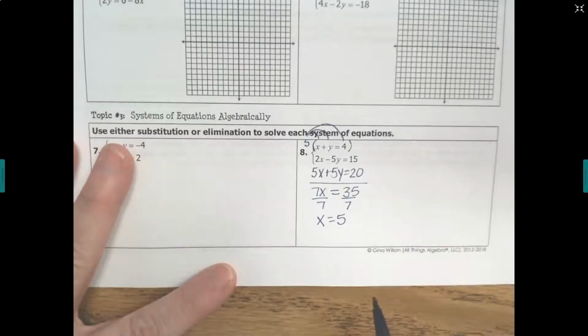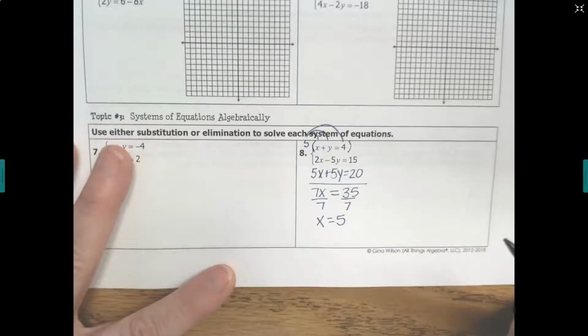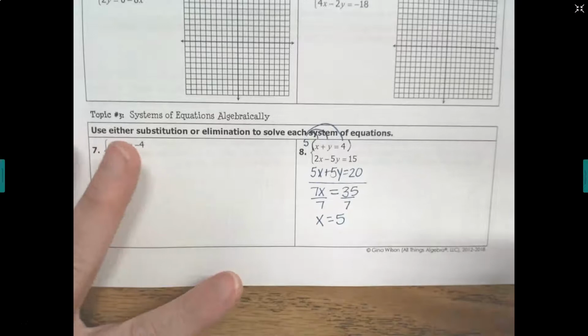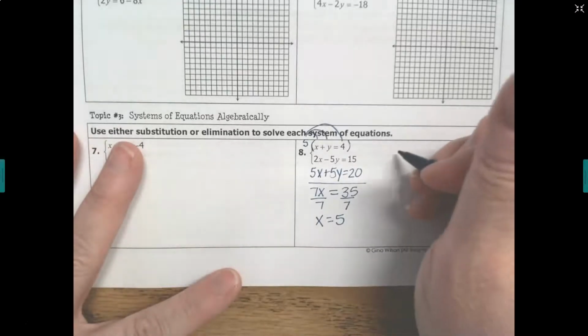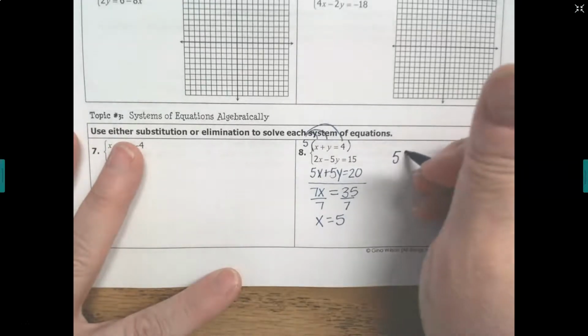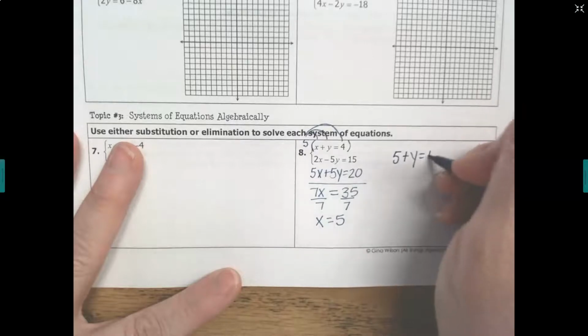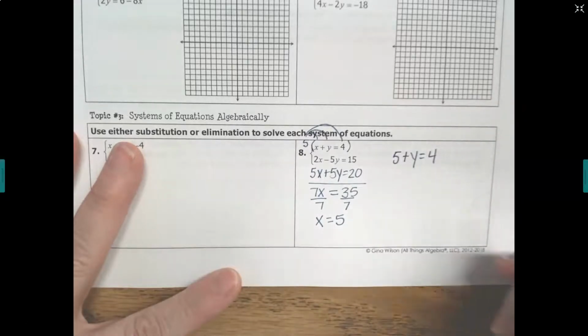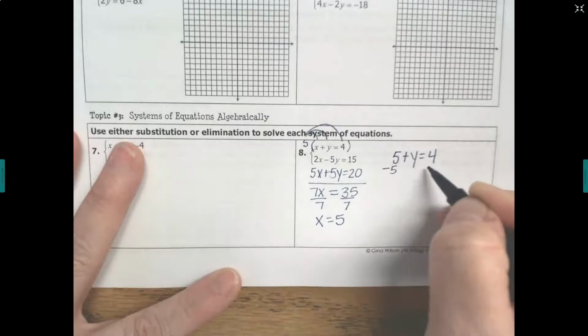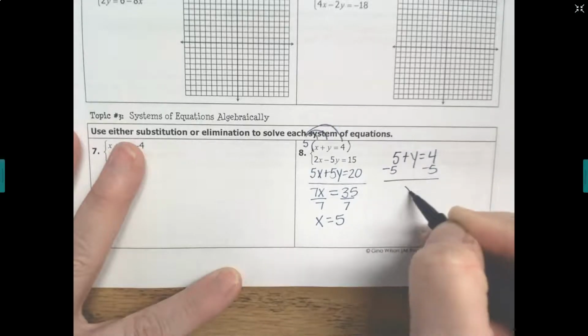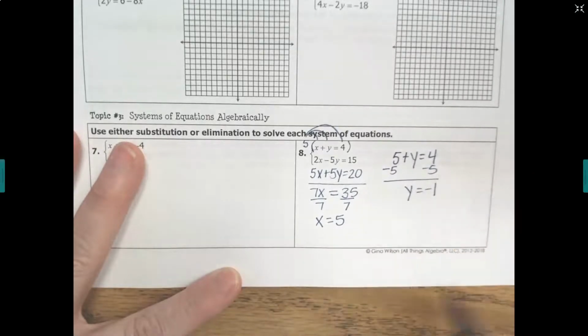Okay, now that we know x, we're going to select one of the two original equations and plug 5 in for x and then solve for y. I'm going to choose the top equation. We could have chosen the bottom equation. It doesn't matter which one you pick. So I'm going to substitute, instead of x, I'm going to write 5 plus y equals 4. Now we're solving for y, so I'm going to subtract the 5. And y equals negative 1.